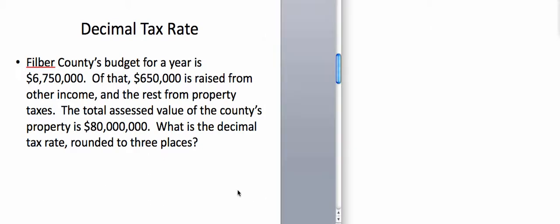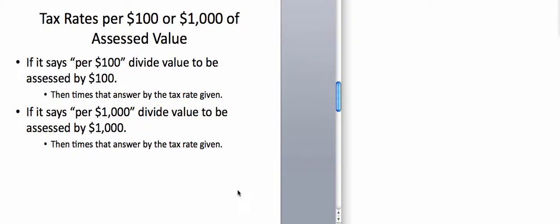Okay. The next thing here is the idea of tax rates per $100 or per $1,000 of assessed value. So what they're going to give you is a tax rate. It'll say like $3 per $100, or $6 per $1,000. So what we do here is, if it says per 100, we're going to take the value that is to be assessed, the total amount of property to be assessed, and divide it by 100. And we take that answer times the tax rate that they give us. If it's by 1,000, we divide our value by 1,000 and then multiply it by the rate that's given.